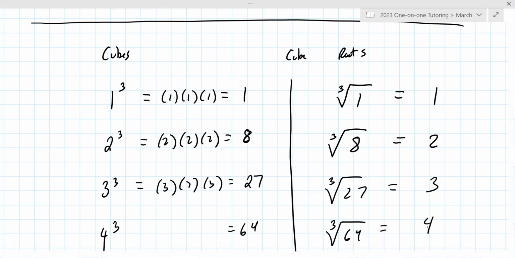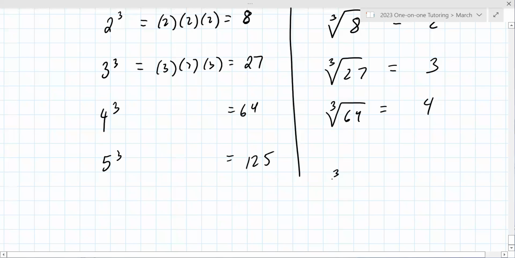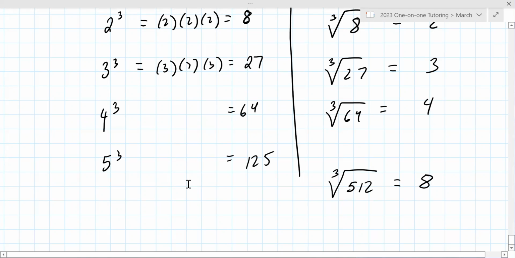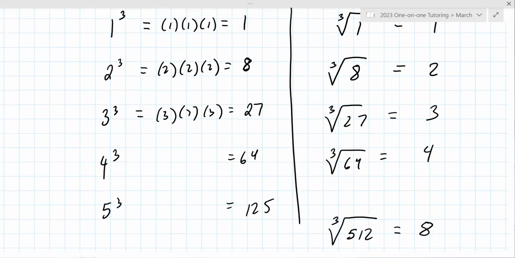Just to check, what is the cube root of 512? What number times itself 3 times gets you to 512? That is 8. Now what's interesting is that while square roots have an exception here, cube roots do not. What do I mean by that? Well, the cube root of 8 is 2. The cube root of -8 is -2.